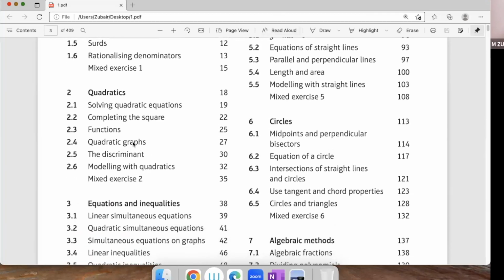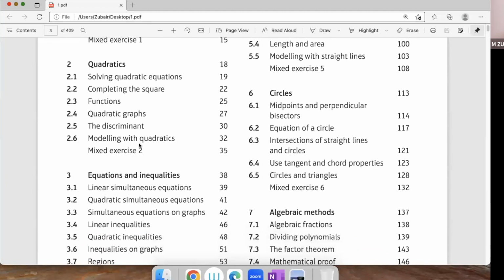This included the transformation as well. Either the graph is moving up, moving down, left or right. This could be done from the completing square form of the equation. The discriminant is used to tell you whether we have 2 points of intersection, 1 point of intersection, or 0.